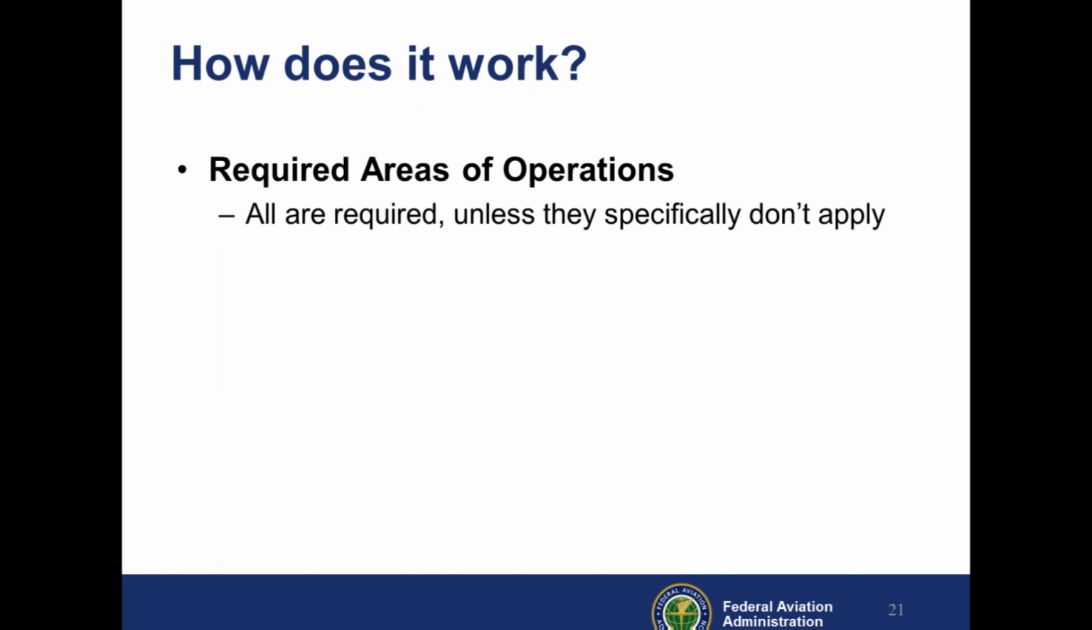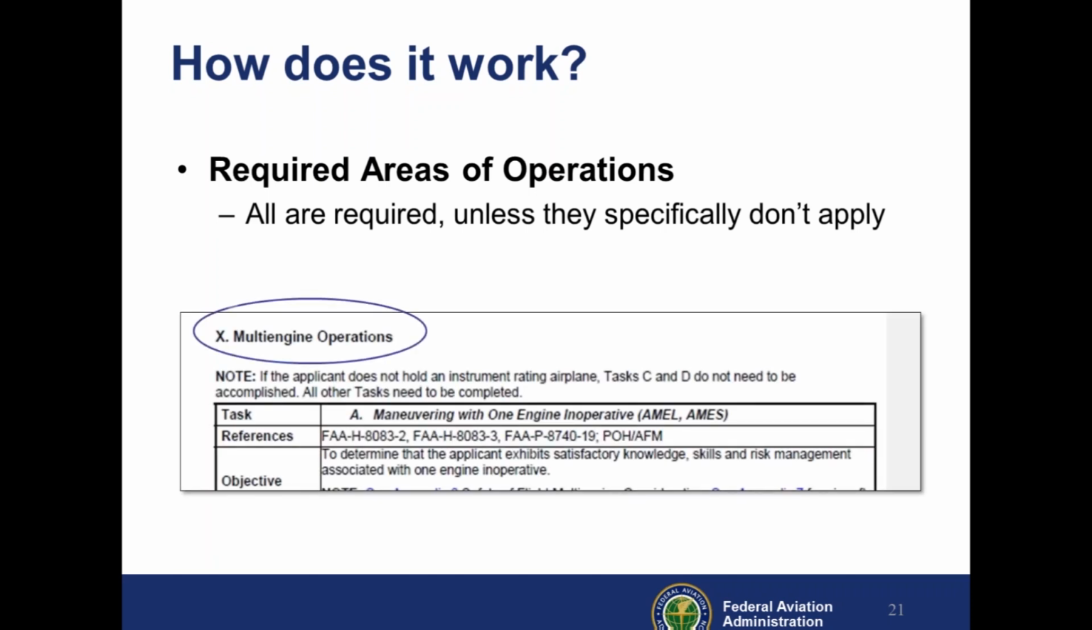And I'm going to give you an example because it's pretty clear to tell when they wouldn't apply. This is from the private pilot ACS. Area of Operation 10 is multi-engine operations, and all of the tasks in this area of operation apply only to multi-engine airplanes. So if you're taking a check ride in a Cessna 172, you can be confident that you will not be required to demonstrate anything from Area of Operation 10.